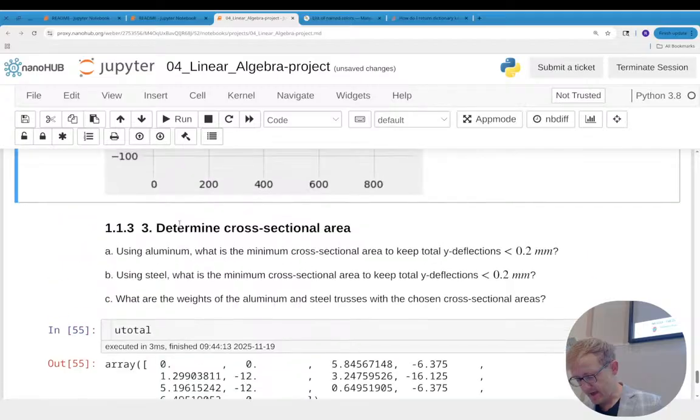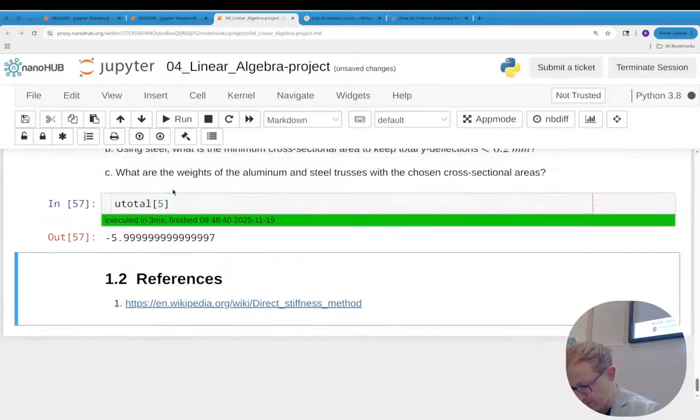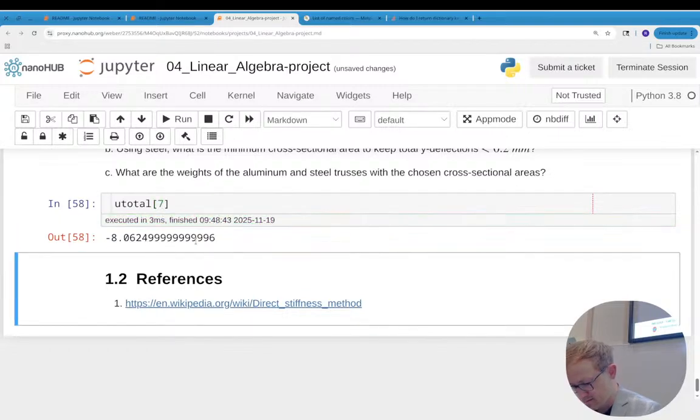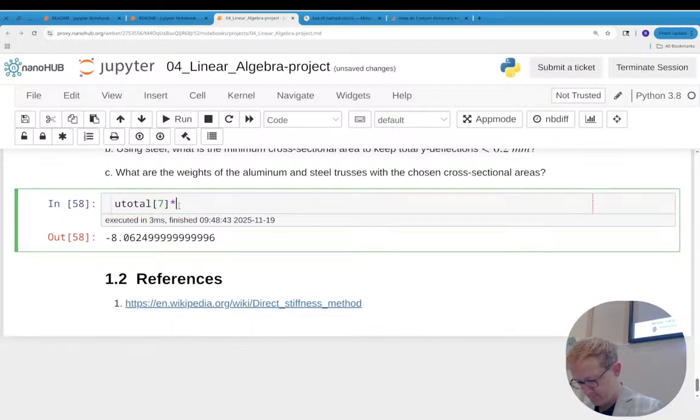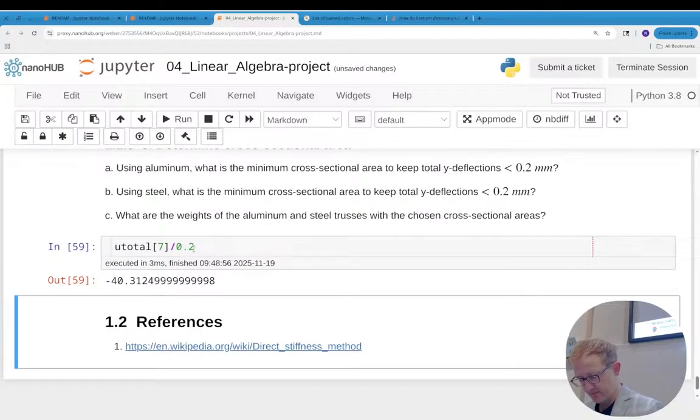So what I could say is, what is this one? Number 5? No, number 7. $40? Does that sound right? Doesn't seem right.